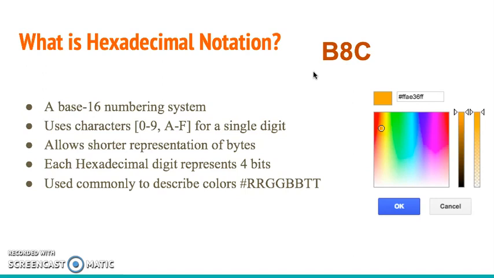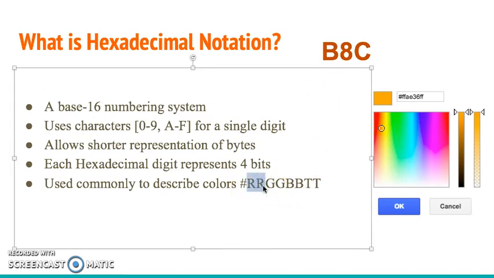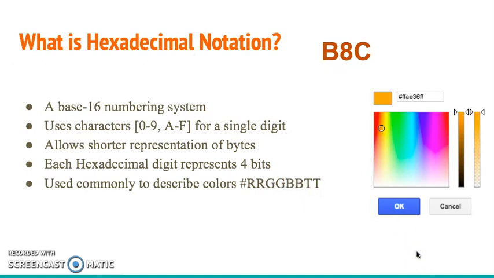This notation allows for shorter representation of bytes in the modern computer world, especially when representing long strings of binary numbers. The most common place to see it is when you're picking colors in maybe a word editor or paint. It's represented by 2 red hexadecimal digits, 2 green hexadecimal digits, 2 blue hexadecimal digits, and then 2 transparent hexadecimal digits. So each of these will have a different shade that will represent the entire color itself.